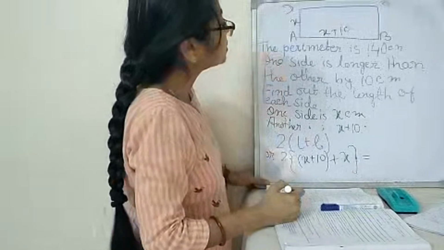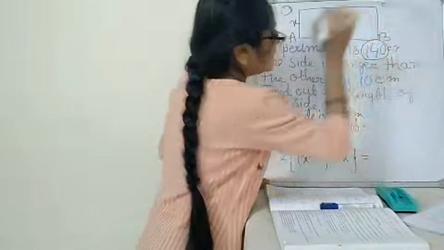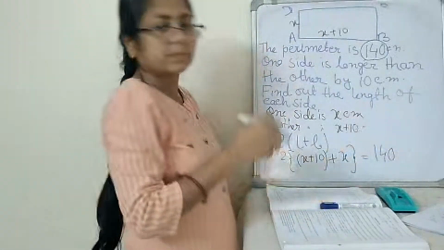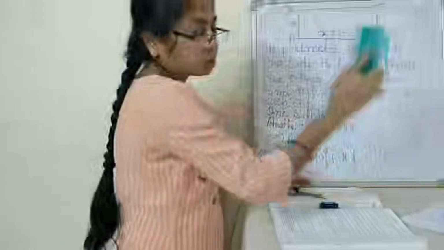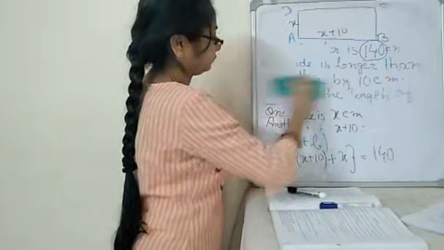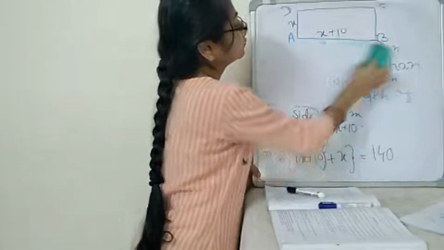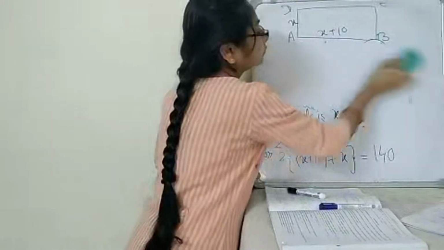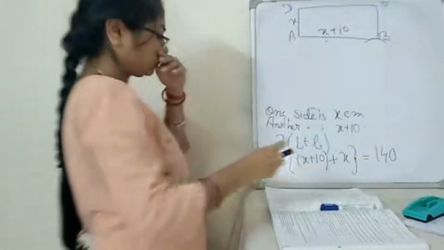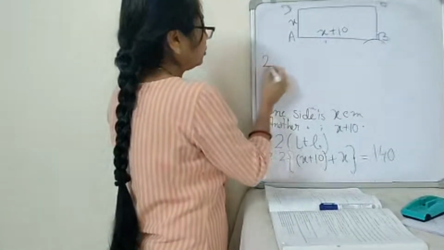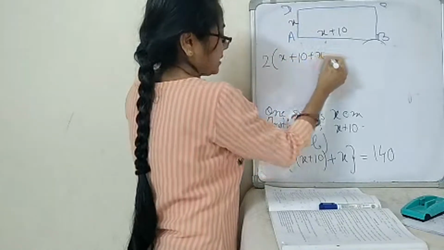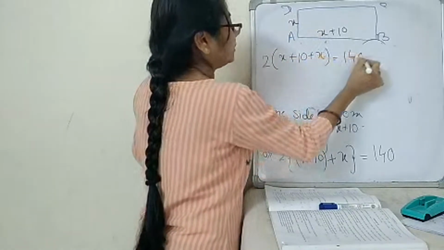And what is the value of the perimeter? According to the question, it is 140. Clear? I put the value 140. Now I just solve it. I wrap the question part. Now I solve it: 2(x plus 10 plus x) is equal to 140.